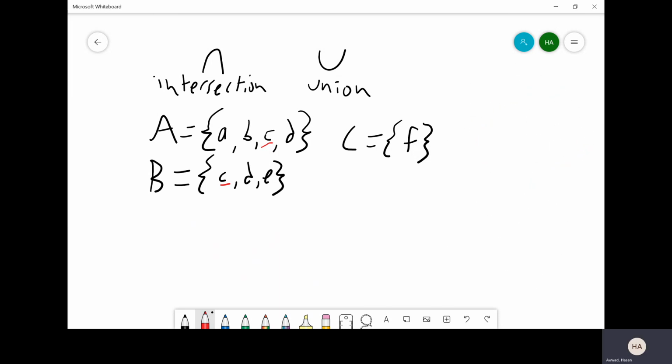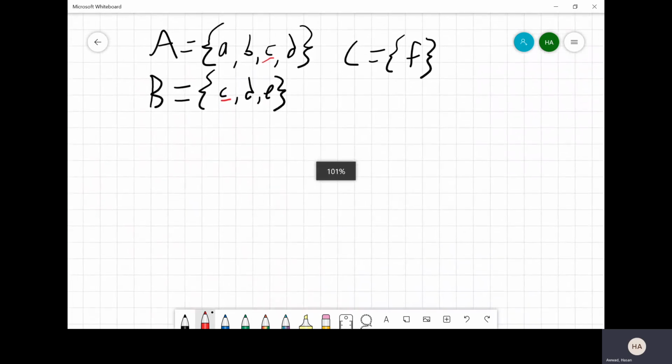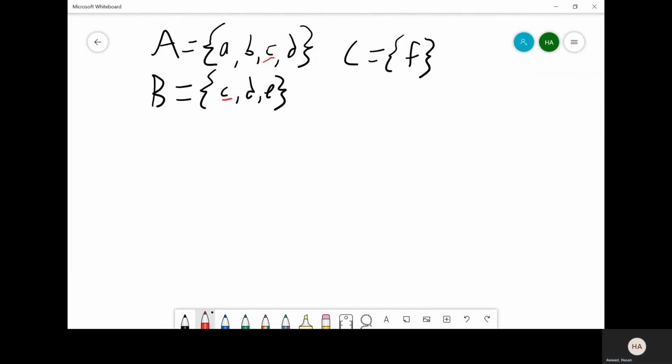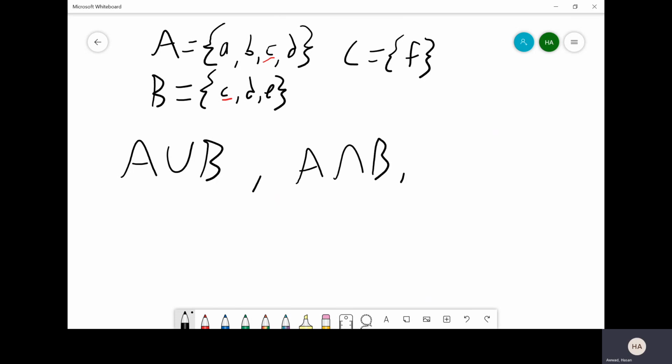Okay, so given our three sets that we have here, I want to find A union B, I want to find A intersect B, and I want to find A intersect C. So let's start with number one, A union B.